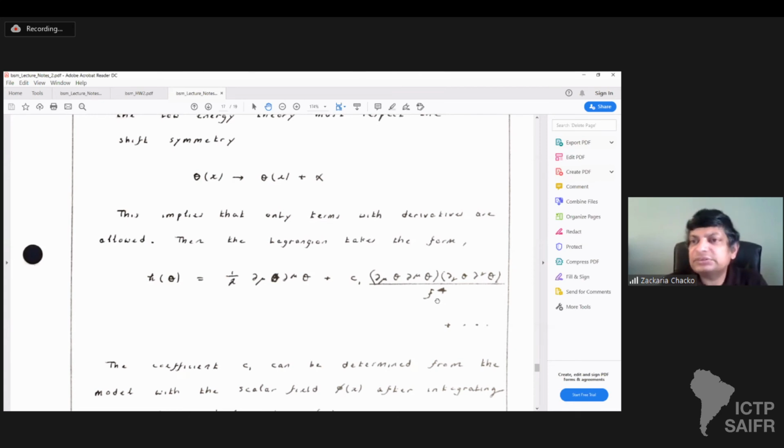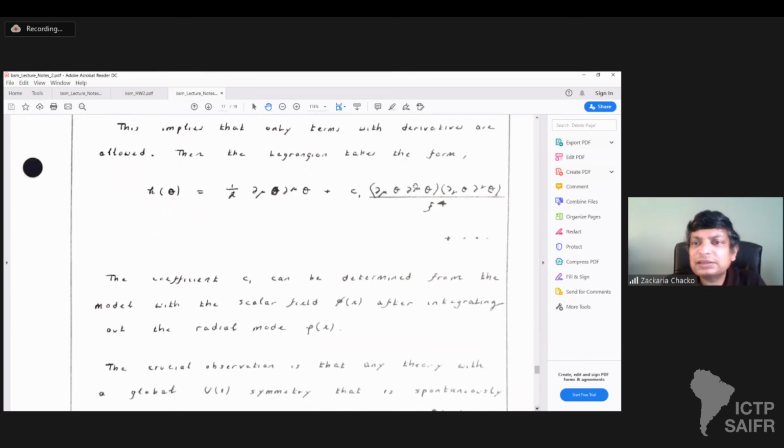And there are higher order terms. But every term is going to have a derivative. If you write a term without a derivative, it will not satisfy the shift symmetry. So the low energy theory for the Goldstone boson is derivatively coupled, right?